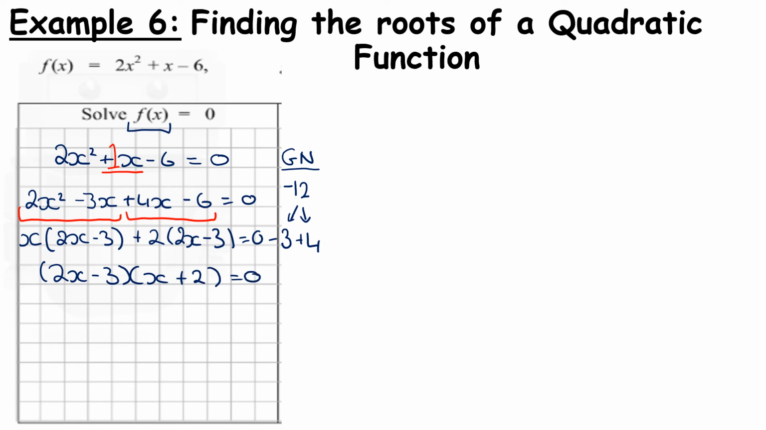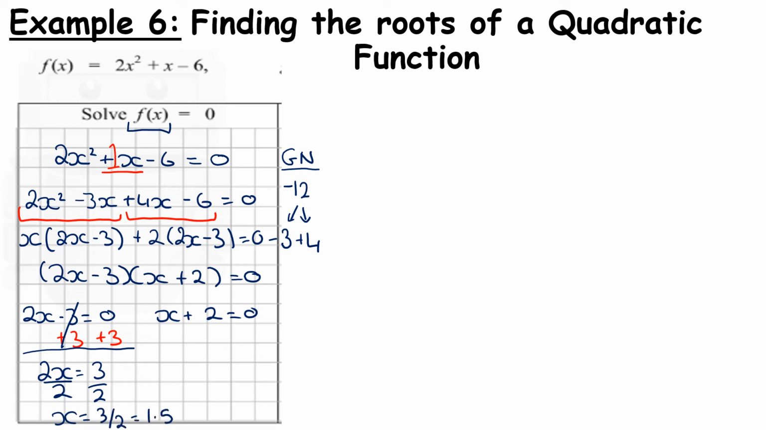We're going to use the zero product property to say that either 2x minus 3 equals 0 or x plus 2 equals 0. We're going to use vertical balancing then to finish this off. I'm going to add a 3 to both sides, so I get 2x equals 3, divide both sides by 2. So x equals 3 over 2, or if you prefer, 1.5. Or maybe x plus 2 equals 0. Again, vertical balancing, taking away a 2 from both sides, that gives us x equals minus 2.